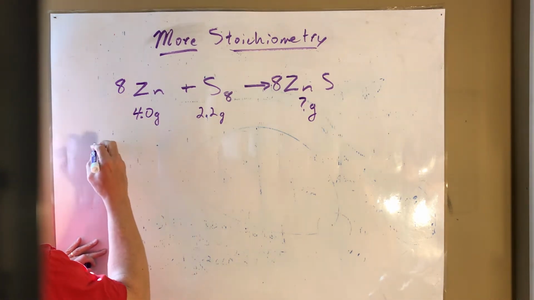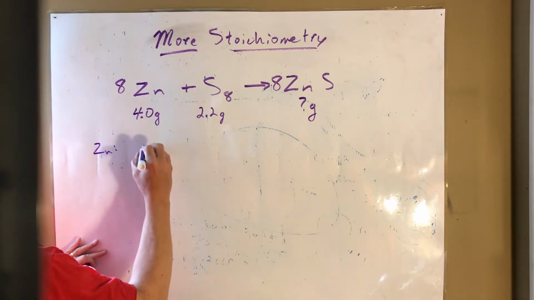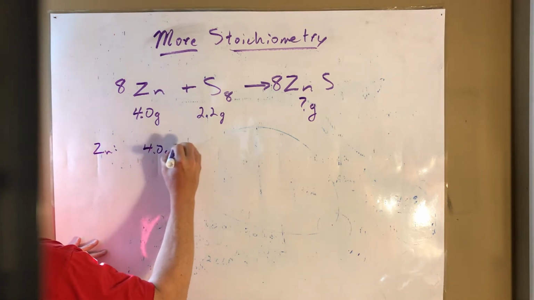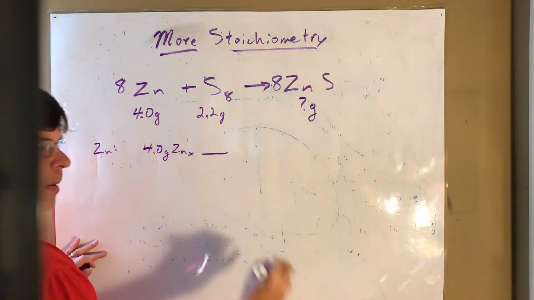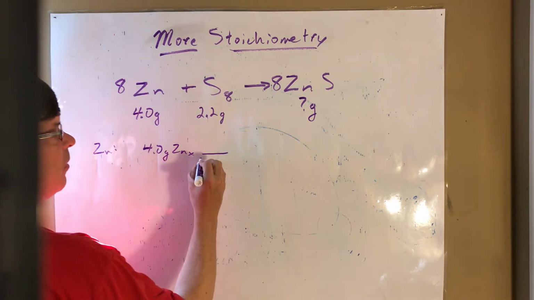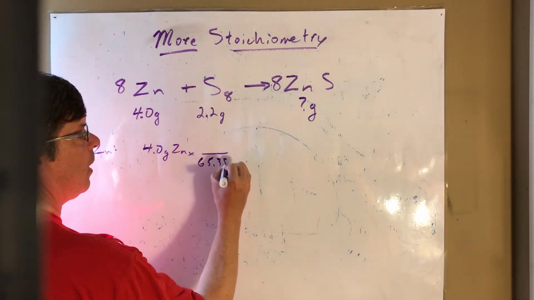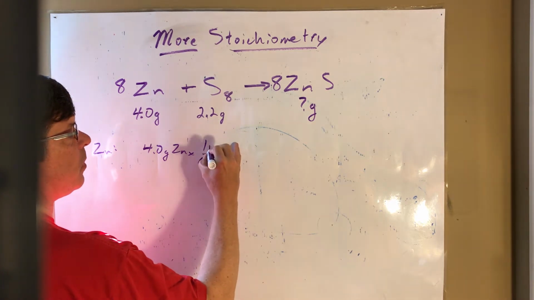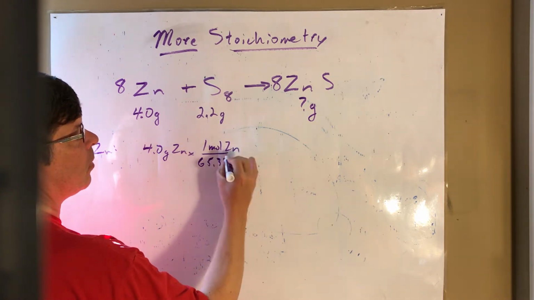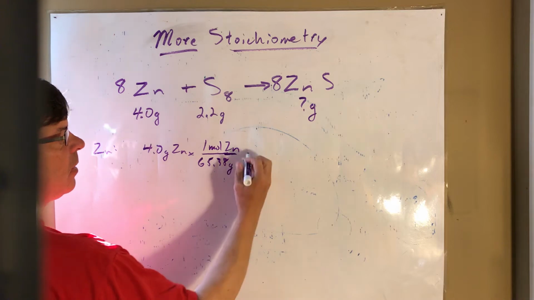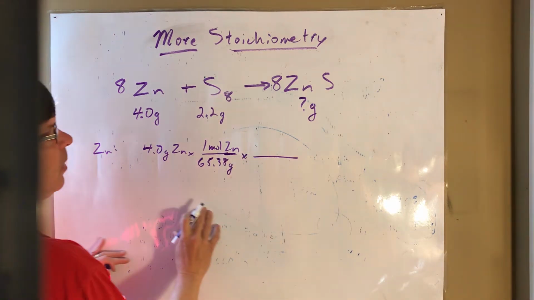Zinc. Let's start with the zinc, okay? We start with the zinc. We have 4.0 grams of zinc. 65.38 grams is the atomic mass of zinc. All right, now let's look at this ratio.